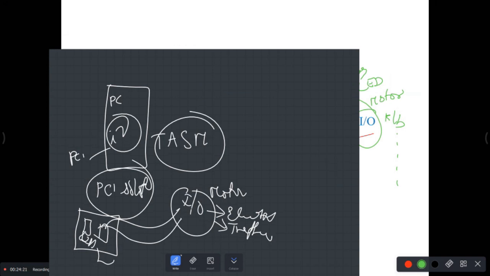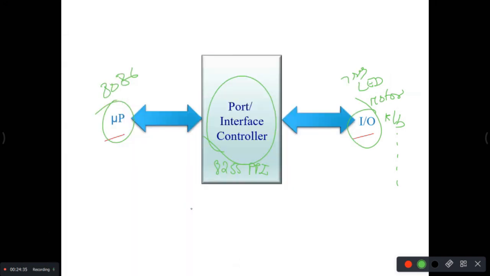Just for your information, you have the 8255 connected to the PC's slots, and through the 8255 you are actually connecting your IO devices. Having this 8255 peripheral interface is very important for this.